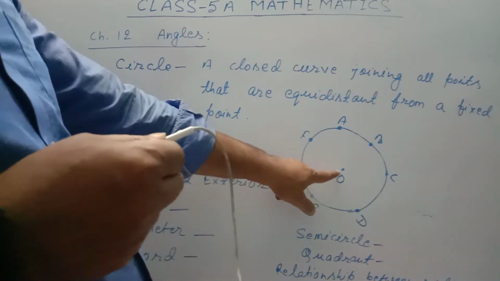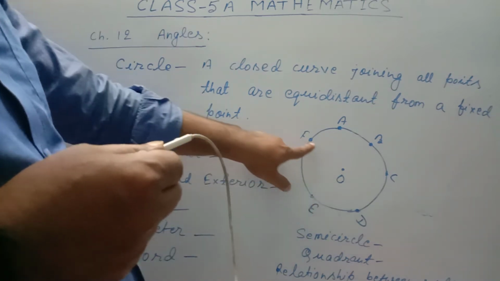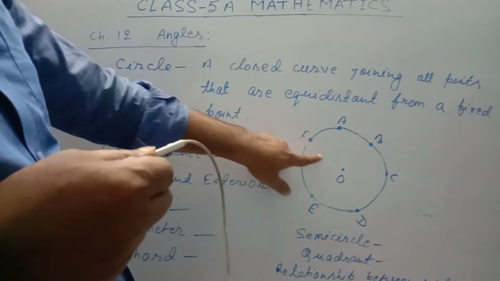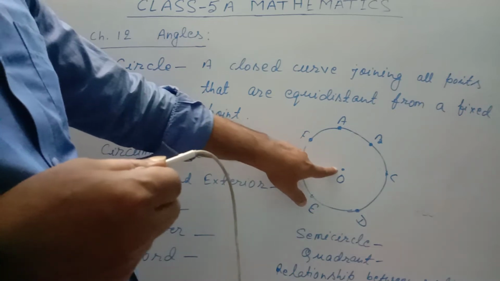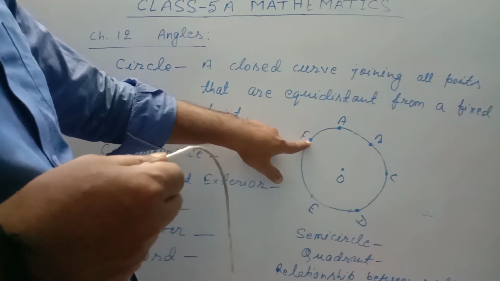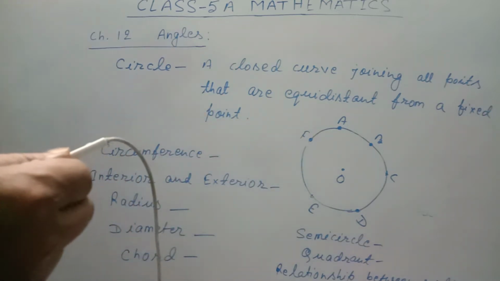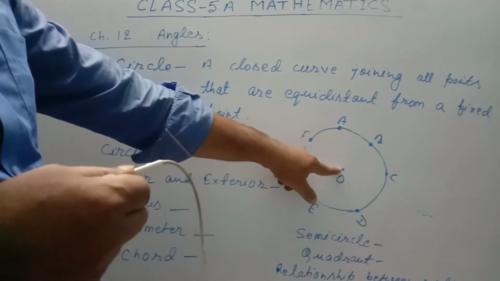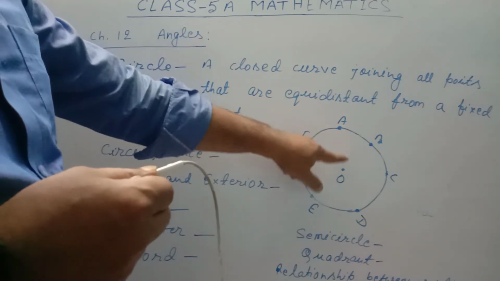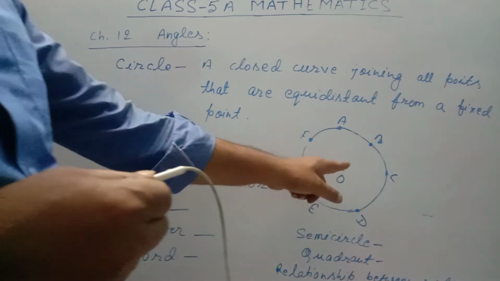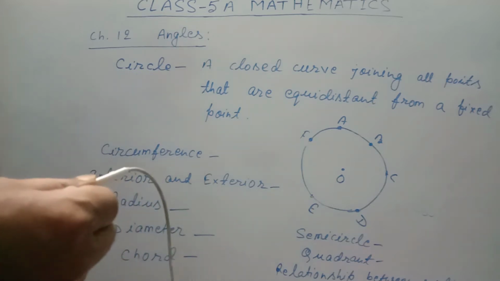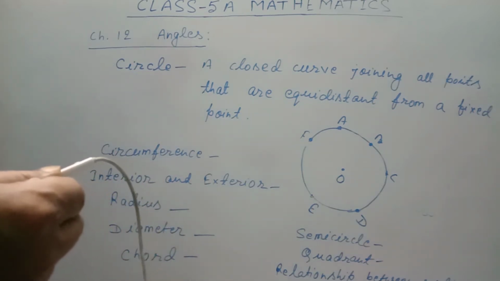Radius: a line segment joining the center to any point that lies on the circumference. Suppose OF is the line segment joining these two points, the center O and the point F that lies on the circumference of the circle, then OF becomes the radius of the circle. Similarly, OA is the line segment joining O and A, so OA becomes the radius. Similarly, OB and OC become radii of the circle. The radius of the circle is denoted by a small r.